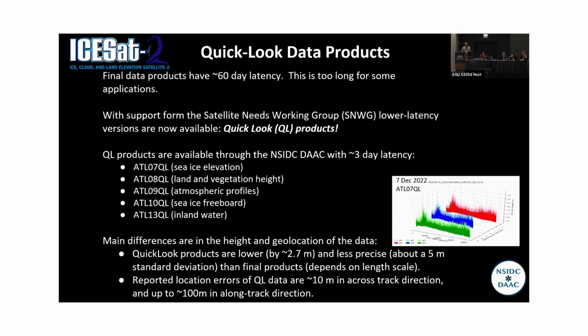So I spoke to some of this already, but what I'll draw your attention to are the products here in the middle. QL at the end of the product name, like ATL07 QL, indicates the quick look version. The main difference between the quick looks and the final in terms of height are down there at the bottom, as well as the differences in location. And those errors are just due to not using the best and final geolocation we can provide. So in height space, quick looks are lower by about 2.5 meters and less precise. There's a larger spread of those heights. And then you see the long track and cross track errors in position there in the bottom bullet as well.